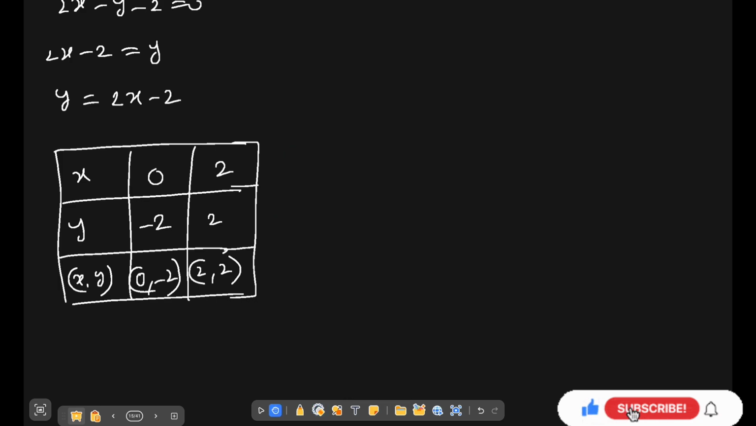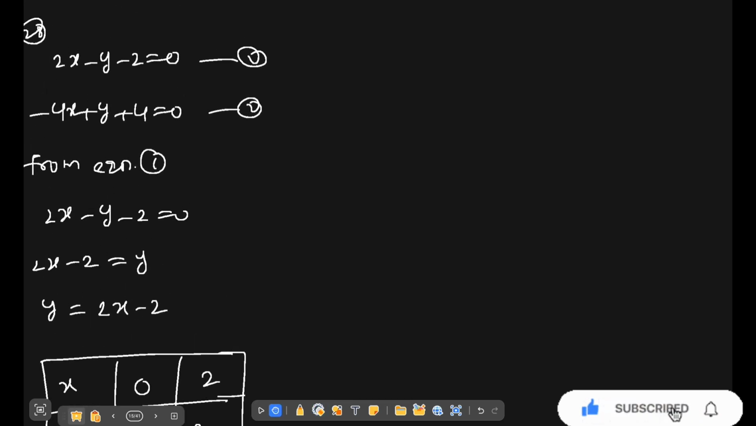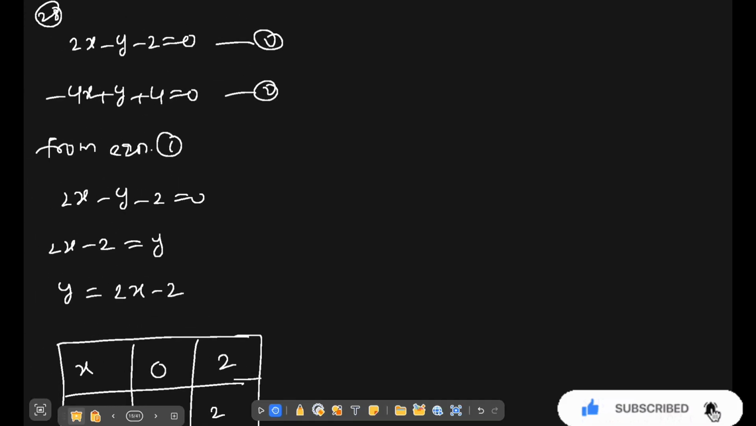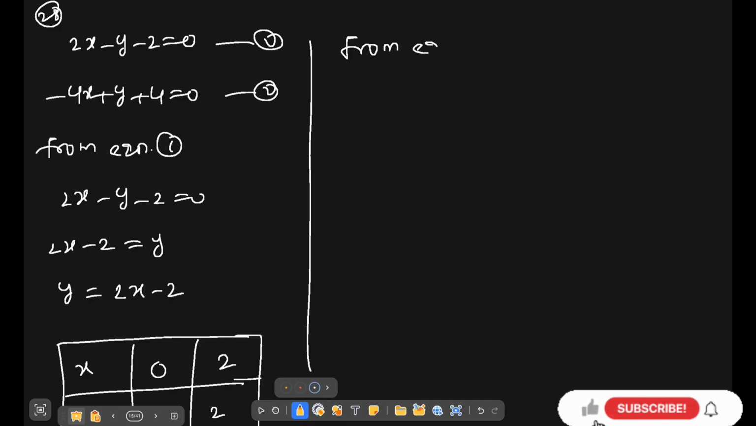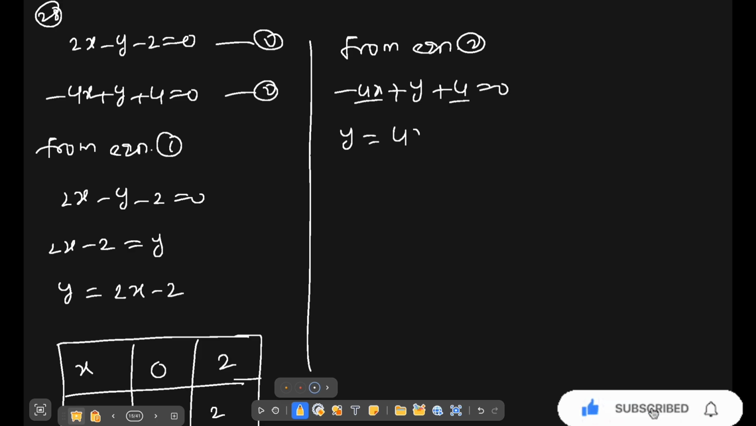Yes, now let's take equation 2. So what is equation 2? Minus 4x plus y plus 4 is equal to 0. Send minus 4x and plus 4 to the right side. It becomes y is equal to plus 4x minus 4.